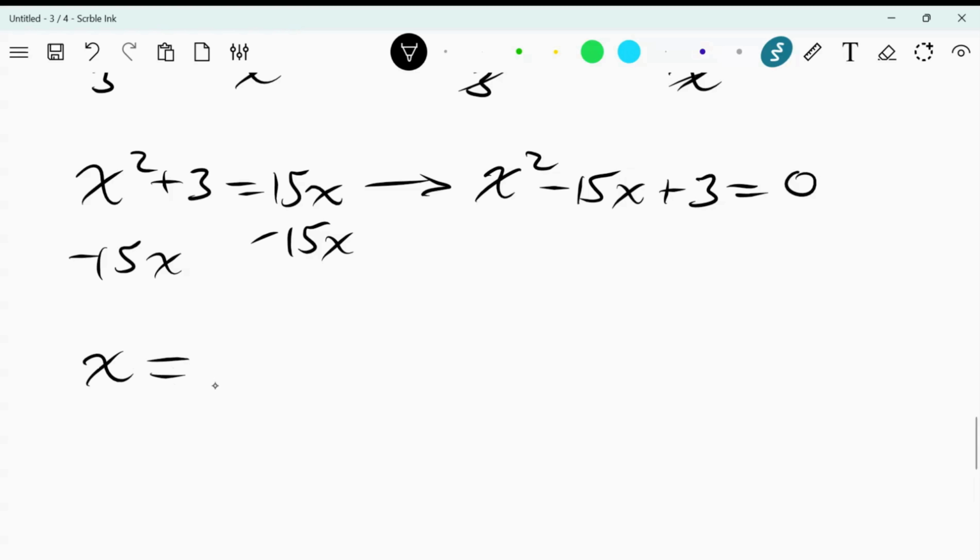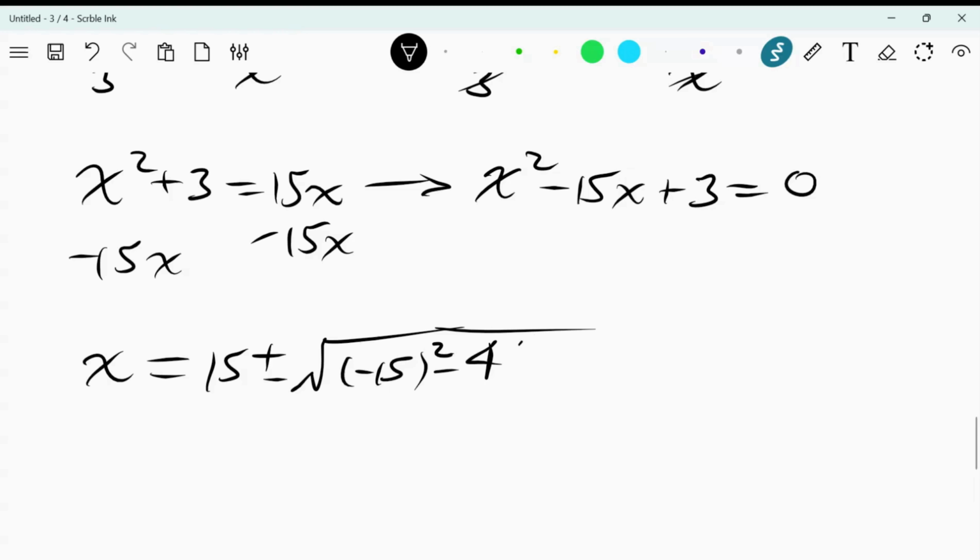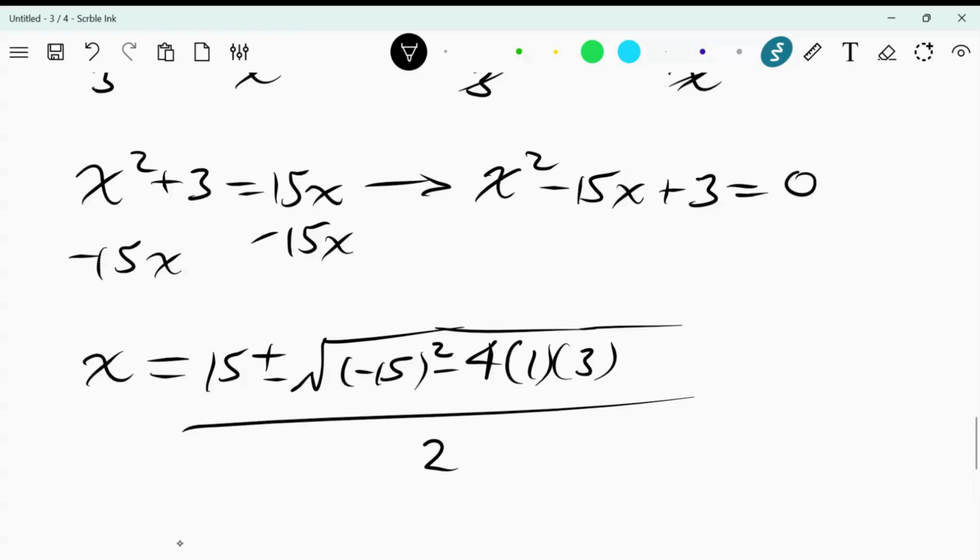x is equal to a positive 15 here because our middle term is negative, plus or minus the square root of negative 15. We'll put some parentheses here, very important. We'll square that quantity. And now we have a 4 times the leading coefficient, 1, multiplied by 3, all over 2. So we can simplify this, and after that, we will be done.